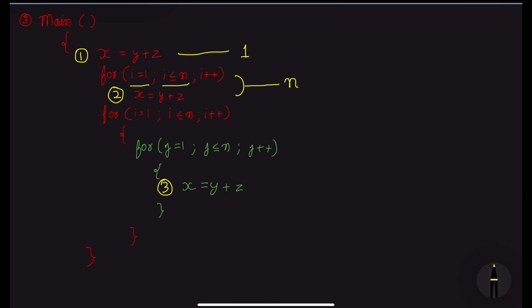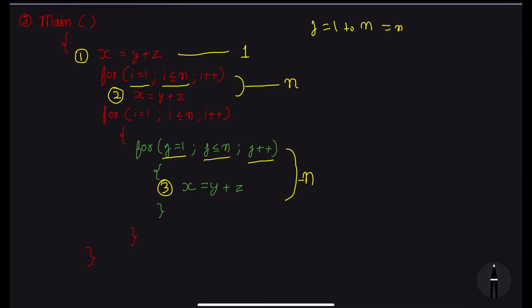Now let's look at the third statement. This statement is inside a nested for loop, so we will look at the inner loop first. The inner loop will run from j equal to 1 till the value of j is smaller than or equal to n. When the value of j becomes n plus 1, this loop will terminate, and the increment condition is j plus plus. So each time it will be incremented by 1. This loop will run from j equal to 1 to n, so a total of n times. So we can say this statement will run n times for the inner loop.